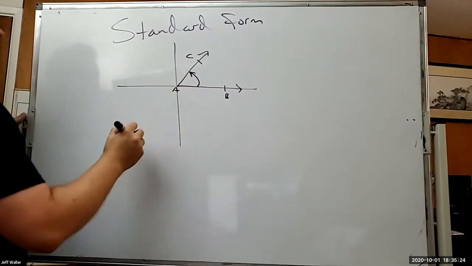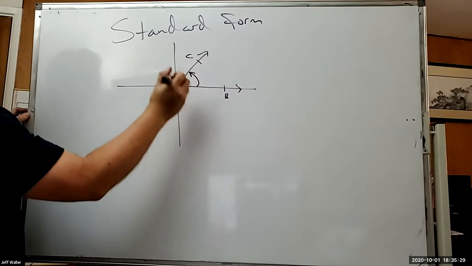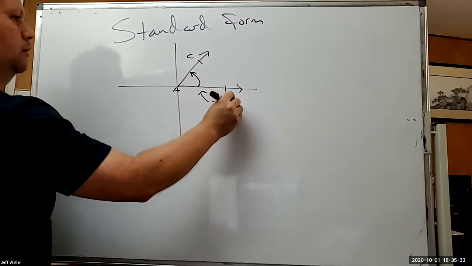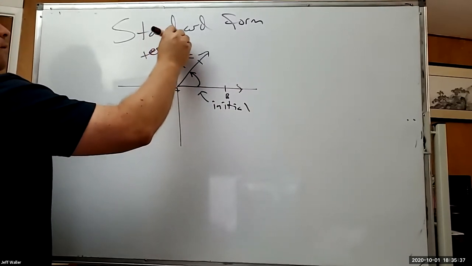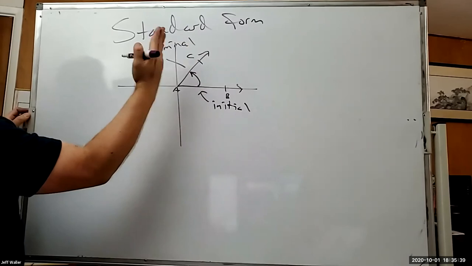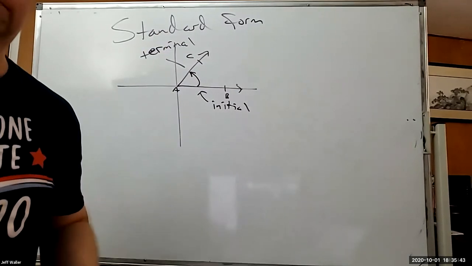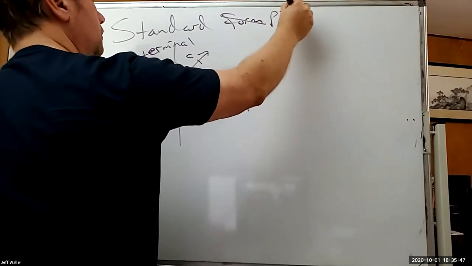I've got a little arrow that way, which tells me how it opened. It opens this way. So this is what's called the initial side, and this is the terminal side. Initial, terminal. Not standard form, standard position.